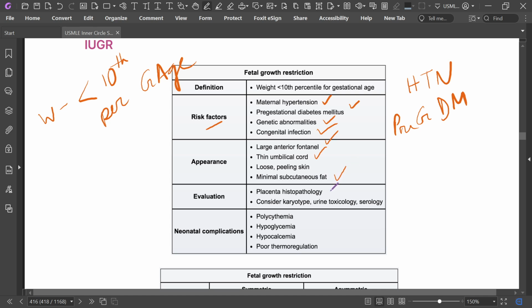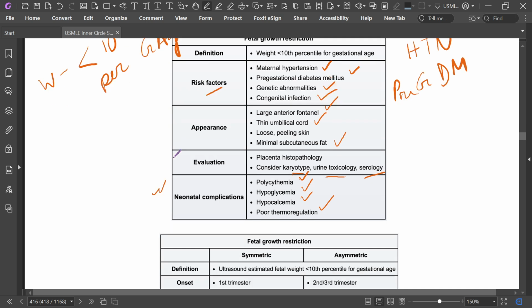Evaluation: how can we evaluate? Placental histopathology, and consider karyotype, urine toxicology, and serology. And in case of neonatal complications: polycythemia, hypoglycemia, hypocalcemia, and poor thermoregulation.